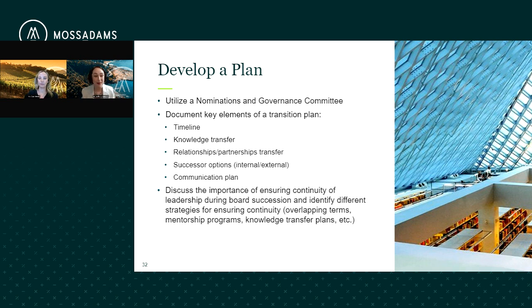Within a transition plan itself, the key pieces of information: timeline. Do we know when this person may or may not be leaving their role? Knowledge transfer. What are the critical areas of knowledge that they hold that are not held by others within the board? Relationships and partnership transfers. I think that one is super, super critical because oftentimes relationships are held at the board level. So we want to make sure that we're building in time to build those relationships before someone leaves the organization with others. Successor options, if you have them, as well as when are we actually going to communicate this out.